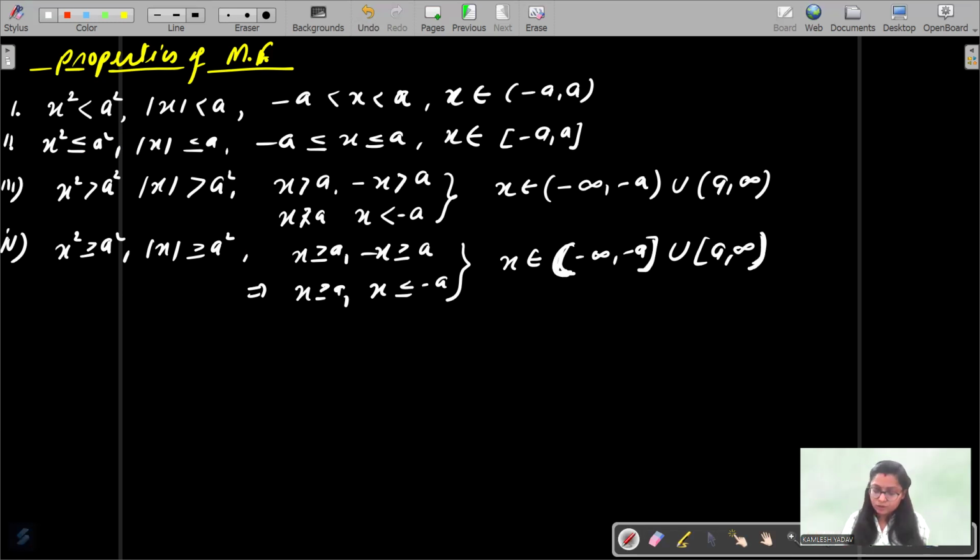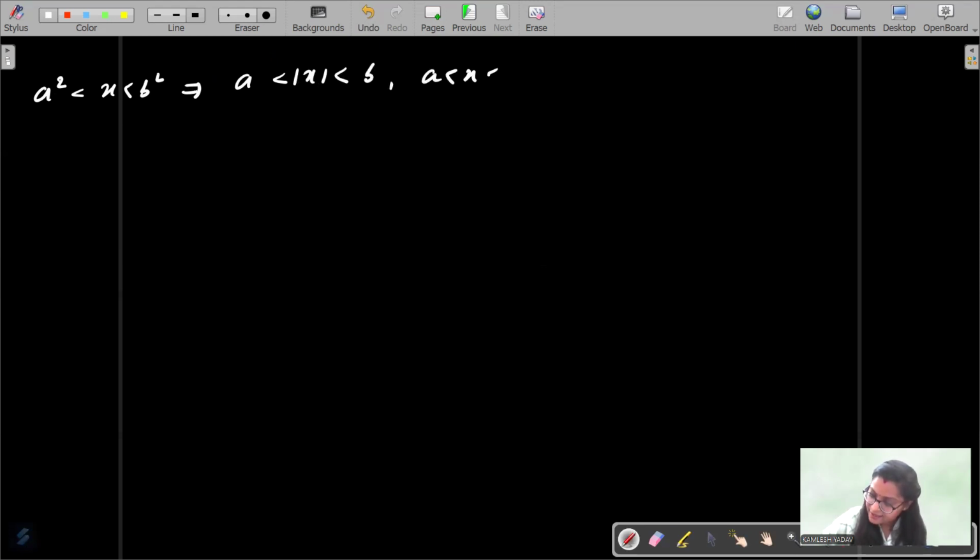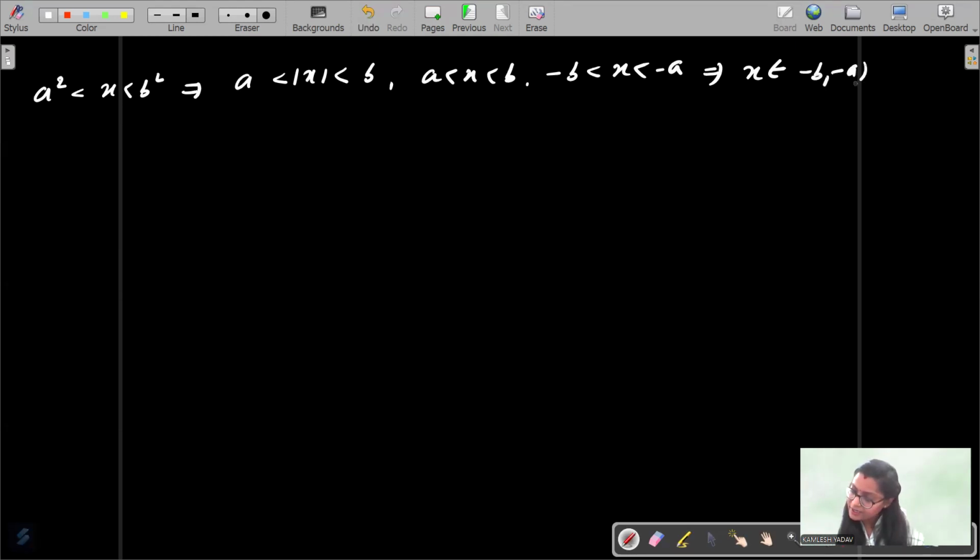Okay, so let us go to another type of property. See, if we have two elements like a² < x² < b², it can be written as a < |x| < b. It means a < x < b. Then what about the minus? Here -b < x < -a. So this implies x belongs to (-b, -a) in open interval, then union (a, b) in open interval. Okay, this is the first case.